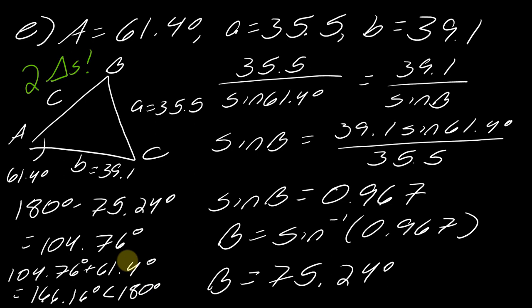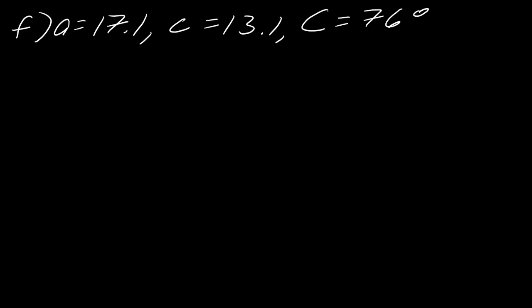So now I've got to do this twice. I have to first assume that angle B is 75.24, and I have to figure out the rest of the triangle. And then I do it a second time, and I assume angle B is 104.76, and I redo all the work with the new angle. Okay, making sense? All right, one last one.